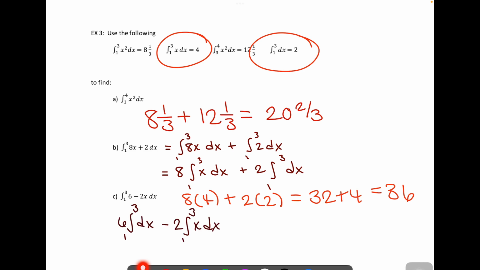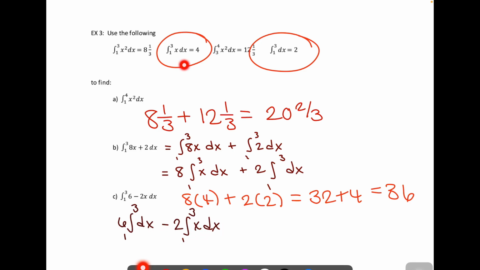All right, one more. My last one's really similar to the one I just did. Now I have the integral of 6 minus 2x dx, a difference of functions, so I can split this up into the integral of 6 minus the integral of 2x, and then I can take those constants and pull them out front. So I get 6 times the integral of 1 dx minus 2 times the integral of x dx.